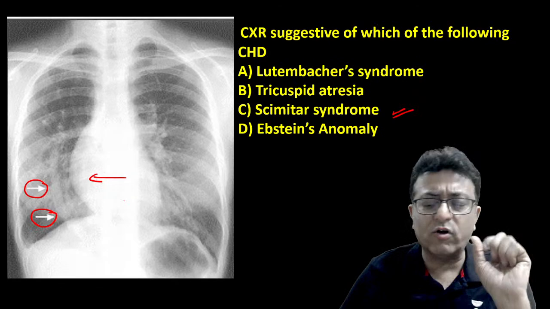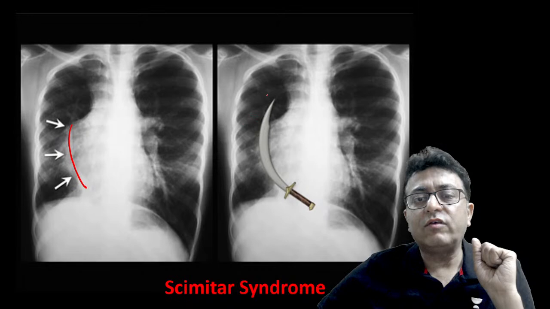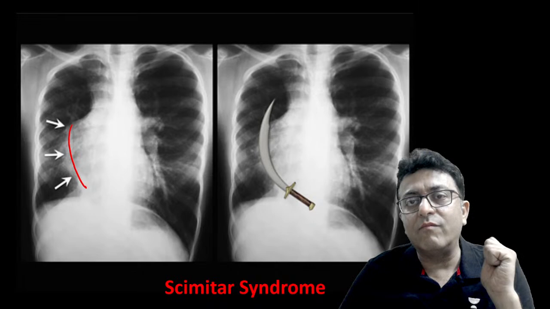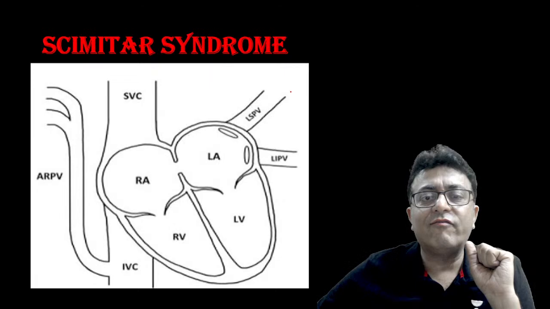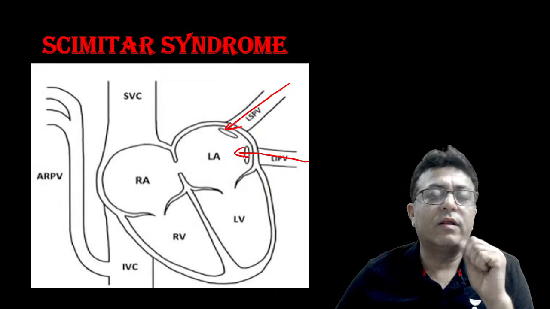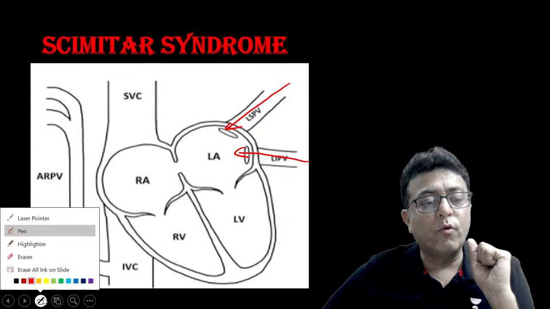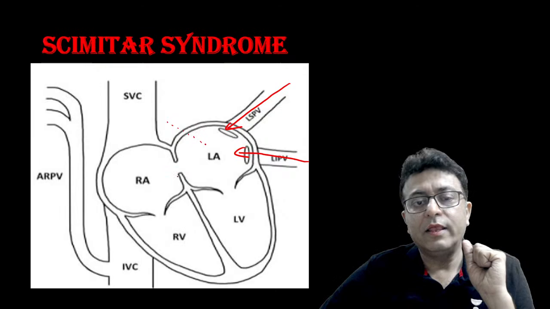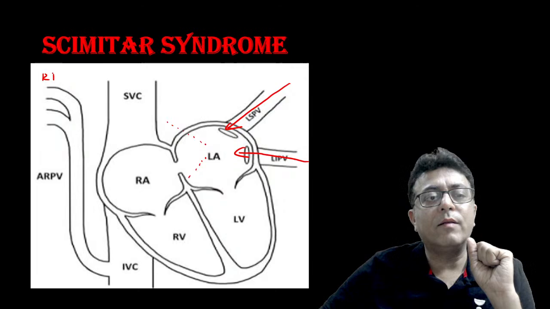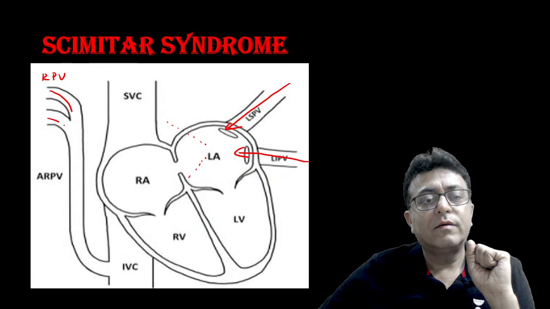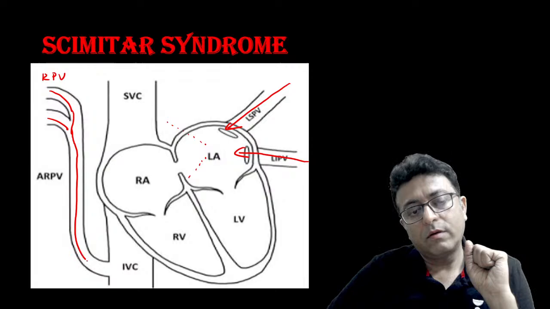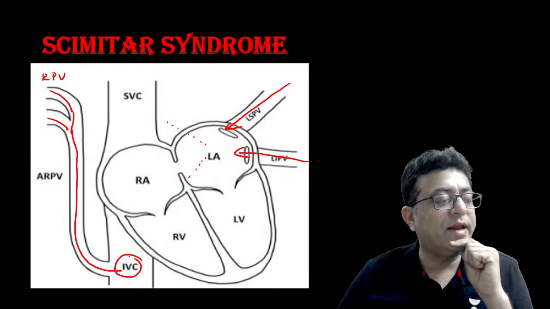Simple. Scimitar, you find this channel. Scimitar, it's a Turkish sword-like appearance. Where does this term come from? How does this happen? See, try to understand. This is the left pulmonary vein, upper and lower, opening into LA. Now, the right pulmonary veins are supposed to open here in LA. But see, these are the right pulmonary veins, upper and lower. Both veins unite and drain into IVC.